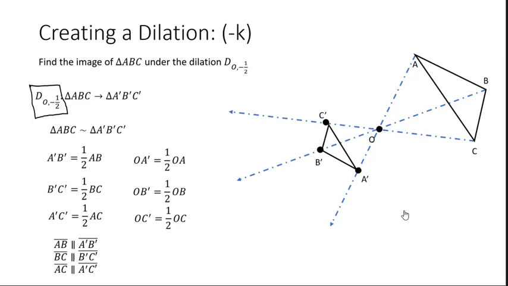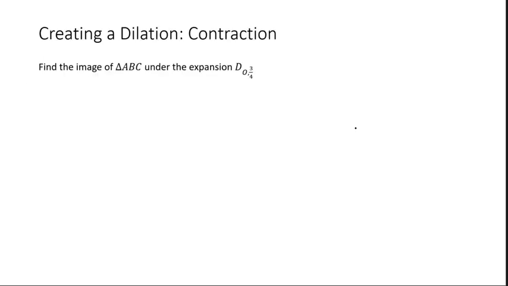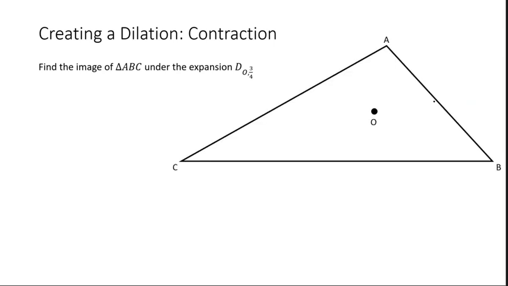Now for all these examples that we've done so far, the center point has been outside of the shape. All right, so now on this next example, we're going to finish off with a picture where the center point is inside of the figure. So here the center point is point O, and what we're trying to do is find the image of triangle ABC under, this shouldn't say expansion, it should be dilation. It's not expanding, it's getting smaller. But we're creating a dilation such that we have the center point at O, and the scale factor is 3/4.